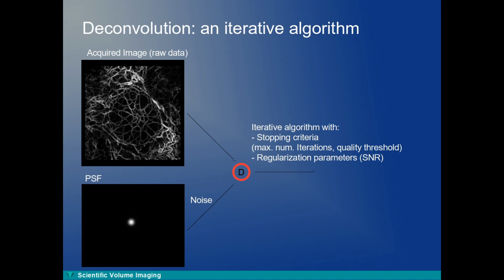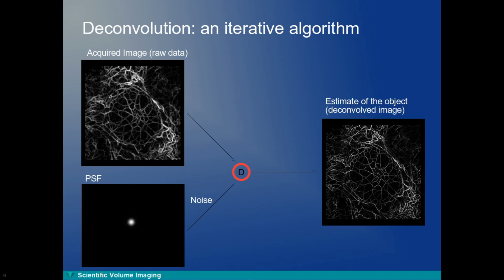To do the deconvolution, Huygens uses iterative algorithms to get to your results, and you as a user need to provide some stopping criteria on when deconvolution needs to stop. That can be a maximum number of iterations, or you can set the quality threshold at such a value that the deconvolution will stop. And then as a regularization parameter, the signal to noise ratio is used in Huygens to get to the end result.